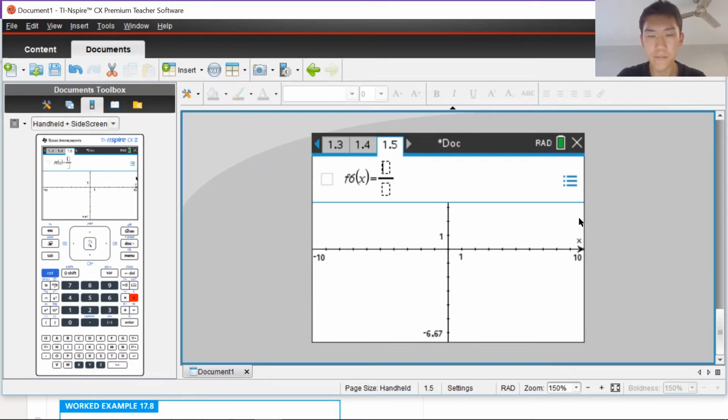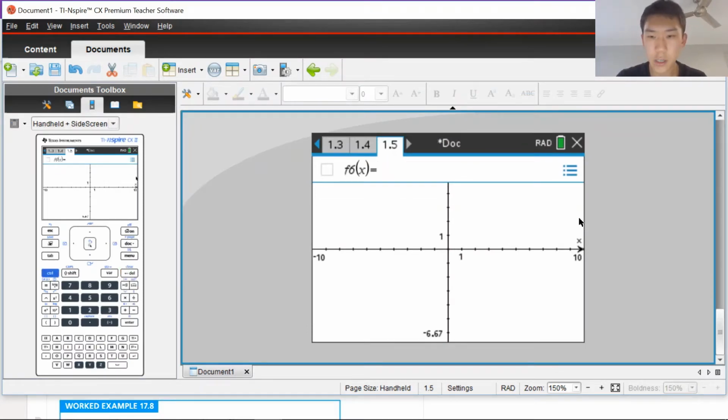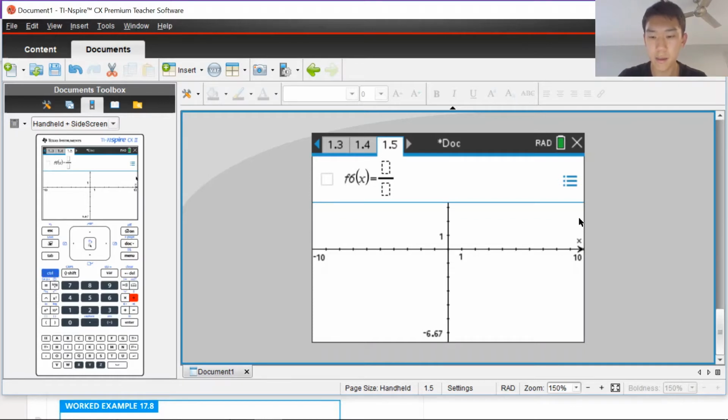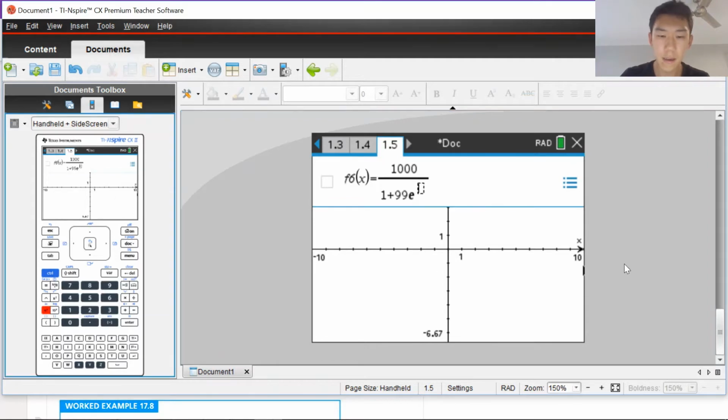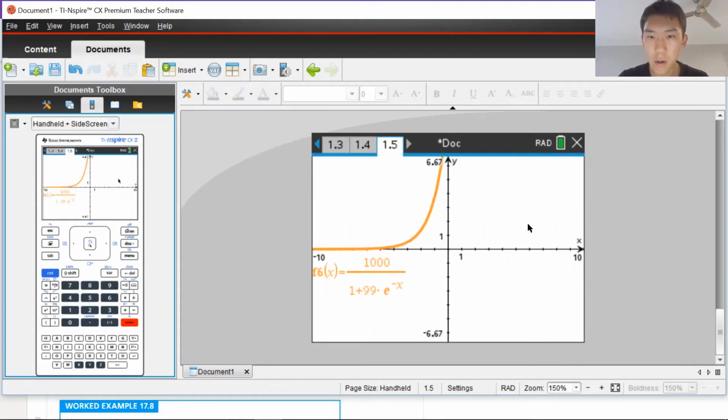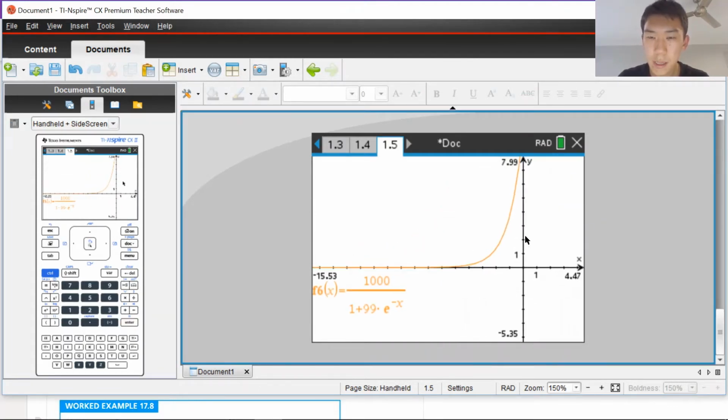1000. So little shortcut for a fraction: Control question mark or control backslash. 1000 over 1 plus 99, this e to the negative t, but we have to type negative x here because that's our variable. Graph this thing. Okay, there we go.